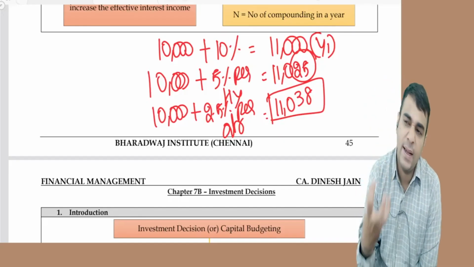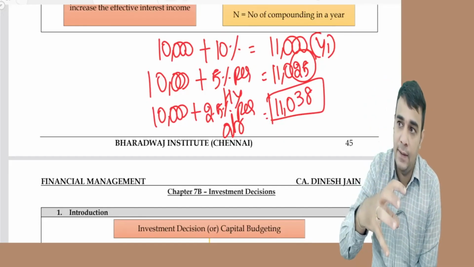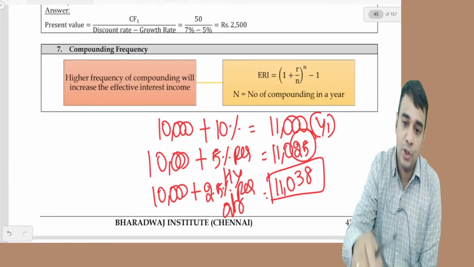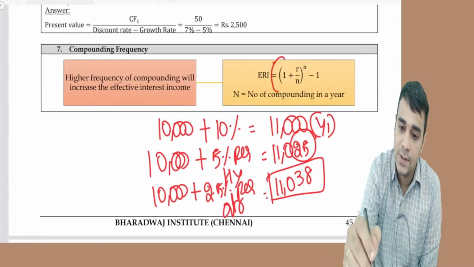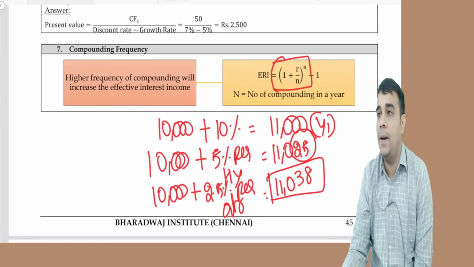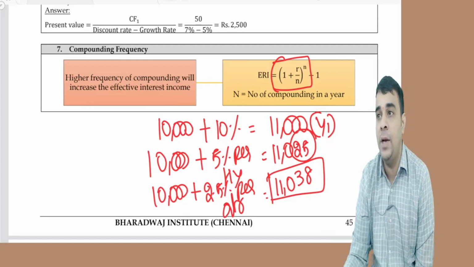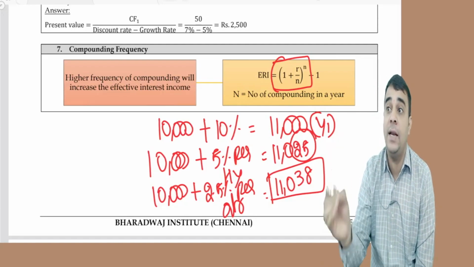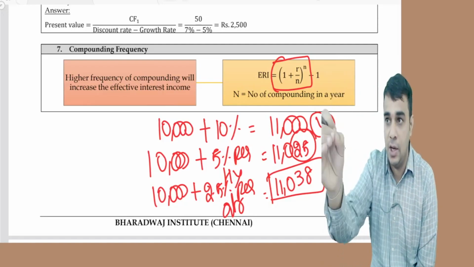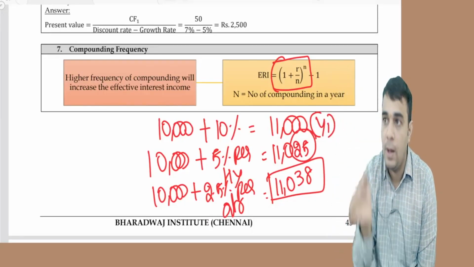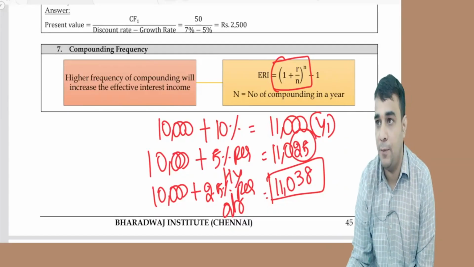Now, how do I compare 10% annually with 9.8% compounded quarterly? Very simple. You will have to do this: 1 plus R by N. R is 9.8. How many times will you do compounding in a year? How many times you compound means how many times you'll pay interest on interest. Quarterly means 4 times you'll pay interest. So (1 + 9.8/4) power 4.